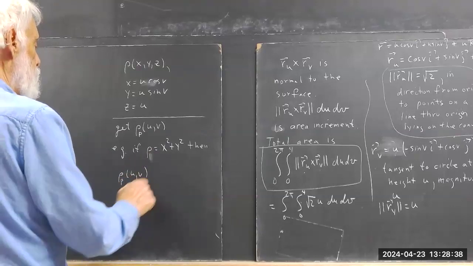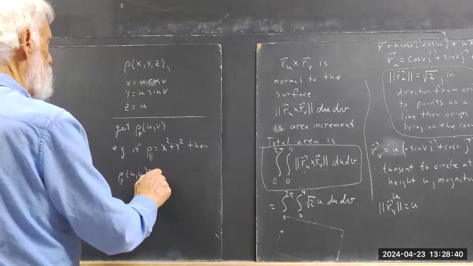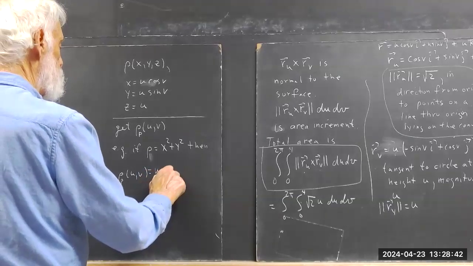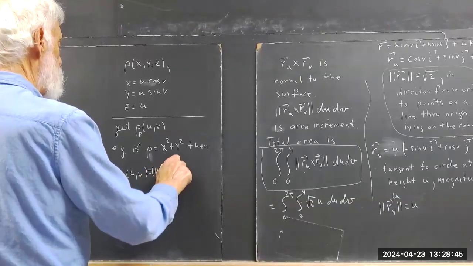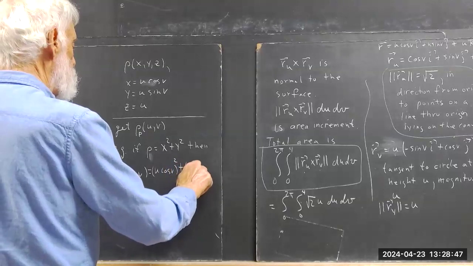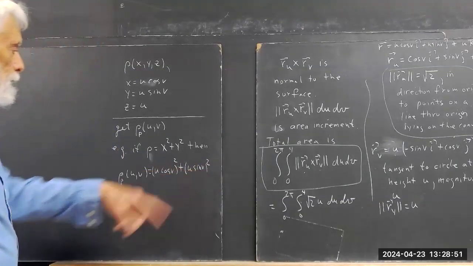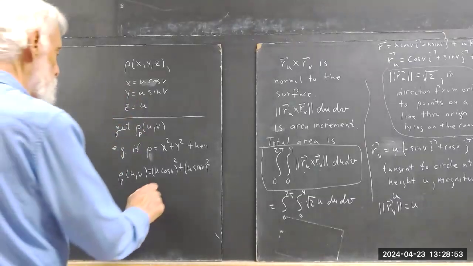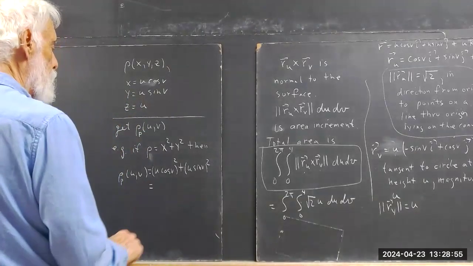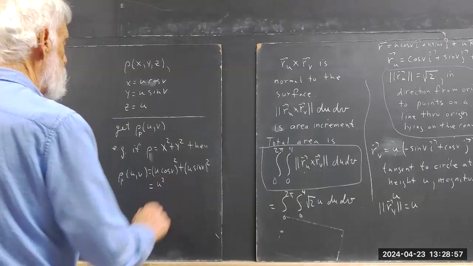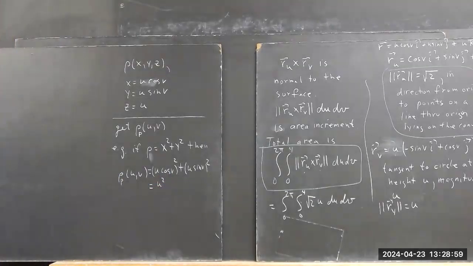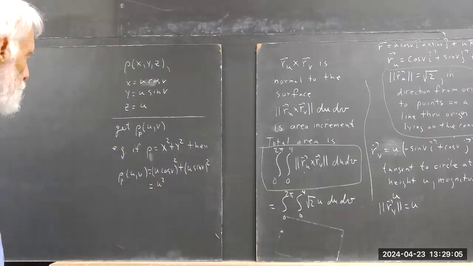So rho_P of U, V would be the square of U cosine V plus the square of U sine V, which turns out to be just U squared. Square them and factor the U squared out, you get cosine squared plus sine squared, which gives you U squared.